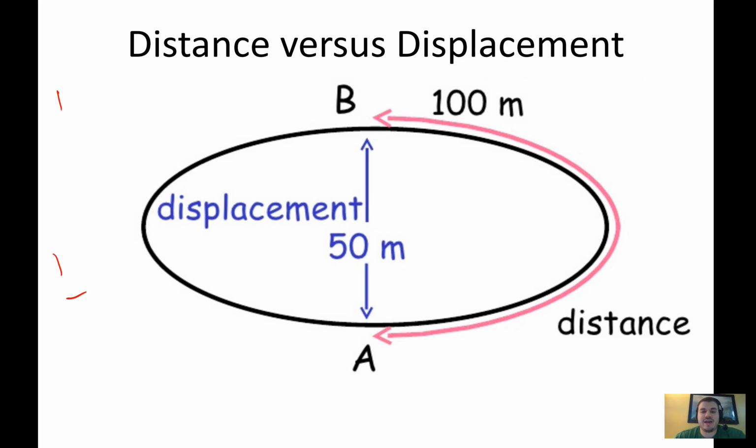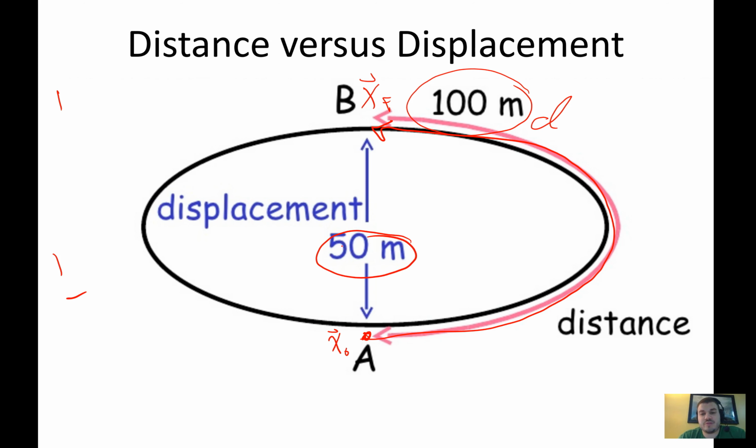A helpful example is to look at this shape here that's kind of like a track you'd run on for track and field. In this display here, if I go from A to B, it's listed as 100 meters. This would be an example of distance, d. But my displacement is from my initial position to my final position. That is listed as only 50 meters. So displacement doesn't always accurately represent how much you moved. It's only representing how far you are from your original location.